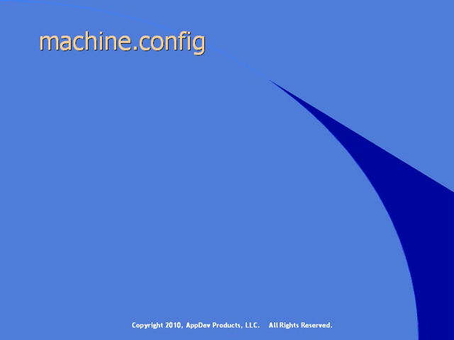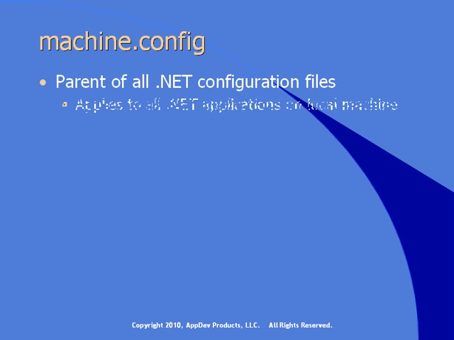So let's talk a little bit more about these machine-wide configuration files. The machine.config file is the parent configuration file for all .NET applications that run on this particular machine, and that includes all ASP.NET files. So no matter what .NET code you execute on this particular machine, in most cases we're talking about a web server machine, it's going to apply to all of those settings.